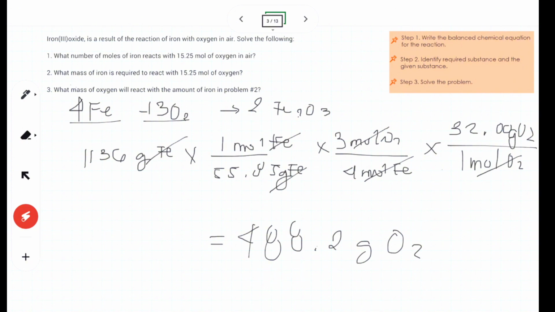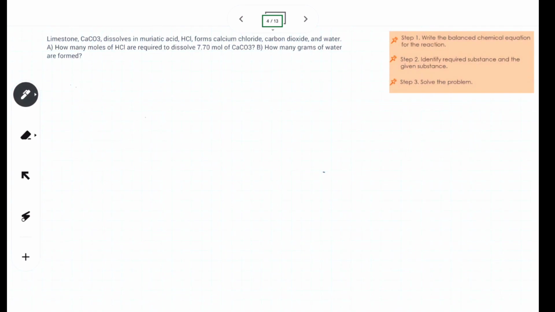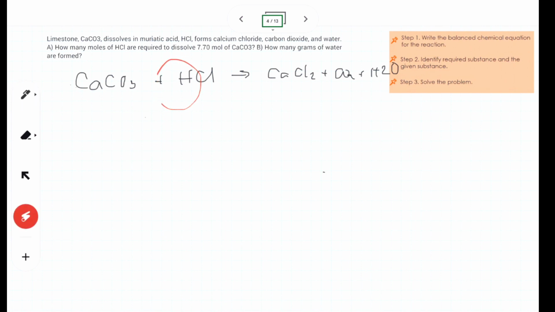Moving on, for our problem number 2, limestone CaCO3 dissolves in muriatic acid HCl, forming calcium chloride, carbon dioxide, and water. Firstly, we need to balance the equation. Since we have one hydrogen atom on the left and two on the right, we need to place a coefficient of 2 in front of hydrochloric acid or muriatic acid. Now we have a balanced equation.